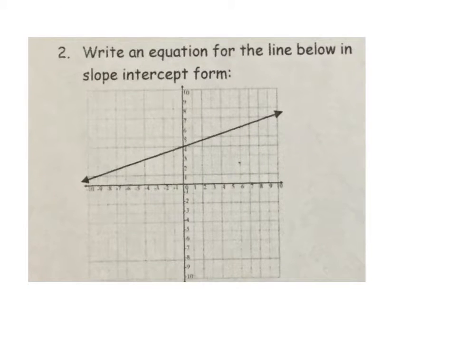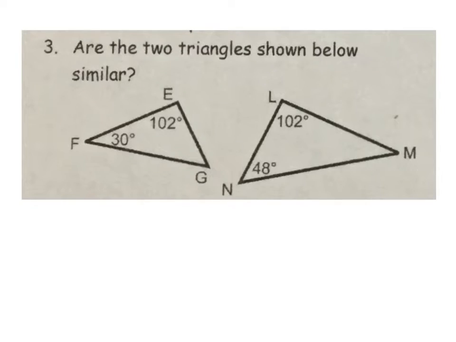Okay, so number 2, write an equation for the line below in slope-intercept form. So just an equation. That's what we're looking for. Okay, question number 3, are the two triangles shown below similar? So we've had a question like this before, so it's going to be yes or no. You need to find out those other angles on there and see if they're similar triangles.